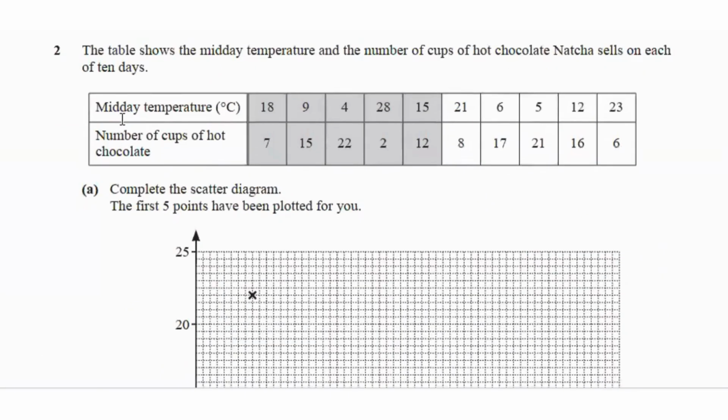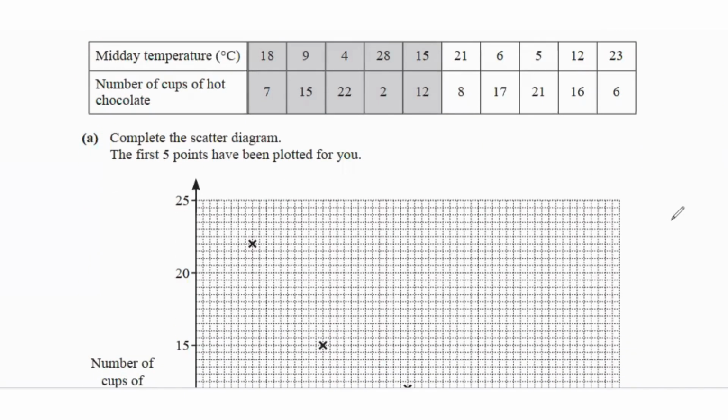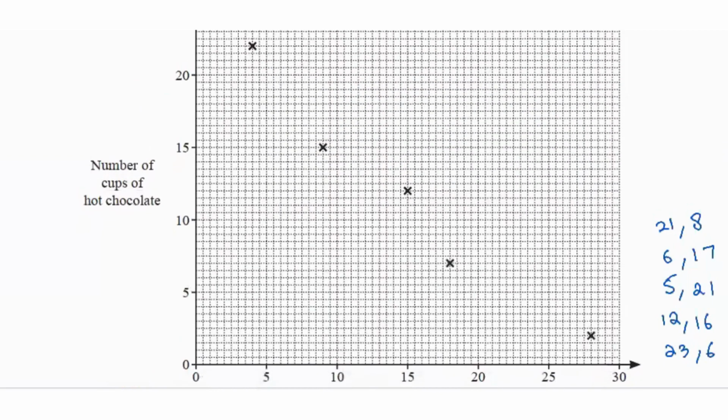The table shows the midday temperature and the number of cups of hot chocolate Nacho sells on each of 10 days. So we have a row for the midday temperature and a row for the number of cups of hot chocolate being sold on those specific temperature days. Complete the scatter diagram. The first points have been plotted for you. So we have 21 and 8, 6 and 17, 5 and 21, 12 and 16, and 23 and 6. So now that's going to be simpler.